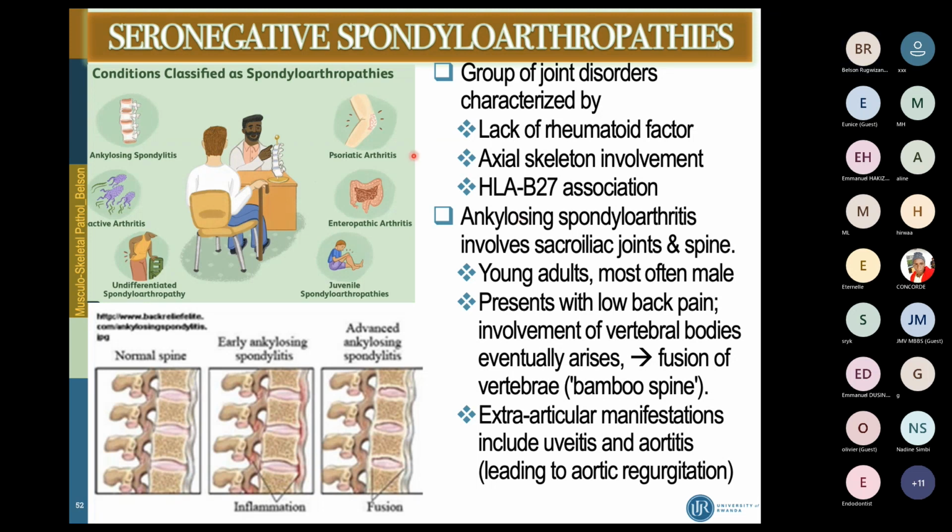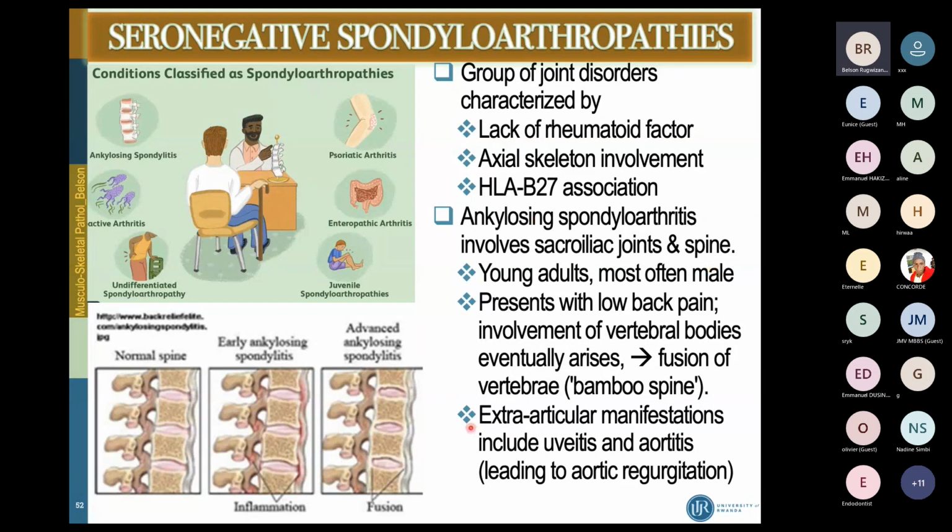So this is one, ankylosing spondylitis, another one psoriatic arthritis, enteropathic arthritis, juvenile spondyloarthropathies, and undifferentiated spondyloarthropathy, and also reactive arthritis. So these are the elements of this group of spondyloarthropathies which have no rheumatoid factor. So here then, if we start with ankylosing spondylitis, it involves sacroiliac joints as well as the spine.